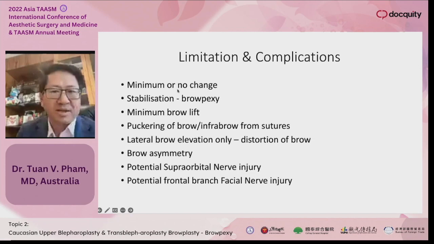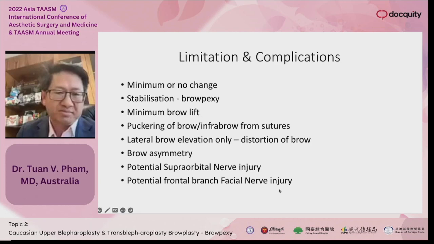The limitation, look, the main thing is to stabilize the brow, so there's minimum change. There's 5 mm, I think, maximum for a lateral brow lift, but it is with suture and especially thin skin, and there's a bit of puckering of the suture to the skin. That will resolve usually, and if you include the muscle, a bit more. And of course, you manage the lateral brow only. There can be brow asymmetry if you don't put the suture symmetrically. There is a potential septal nerve injury if you go too medial, and the frontal branch if you go too superficial.